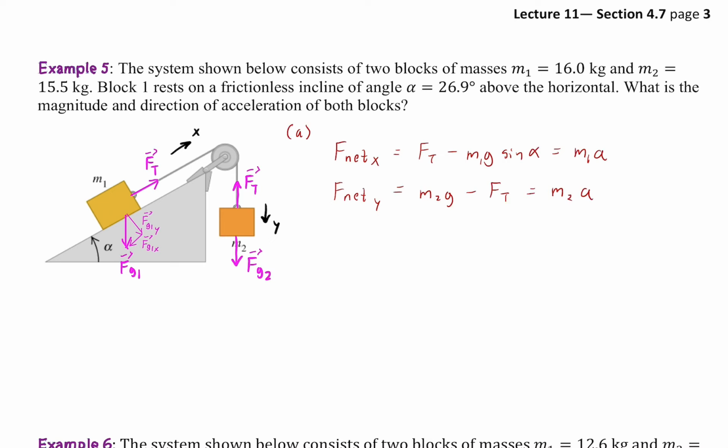Same sort of thing for y. Gravity points down because of my choice. Friction points in the negative direction, up. Positive for gravity, negative friction, and then positive acceleration. All right, let's do the algebra.